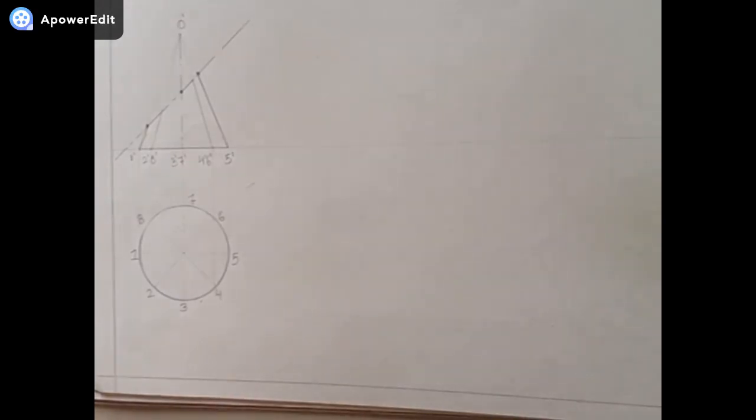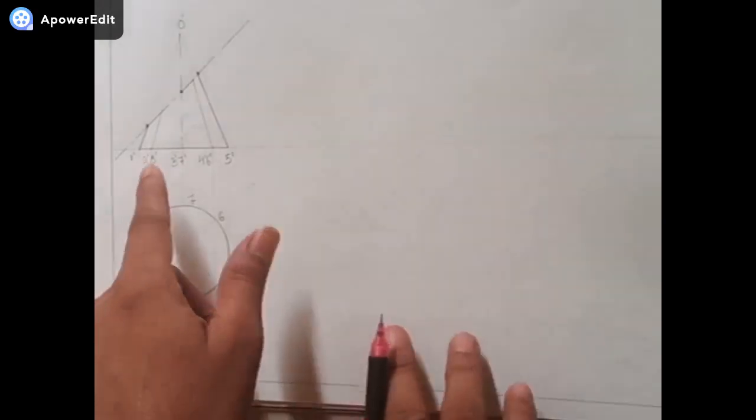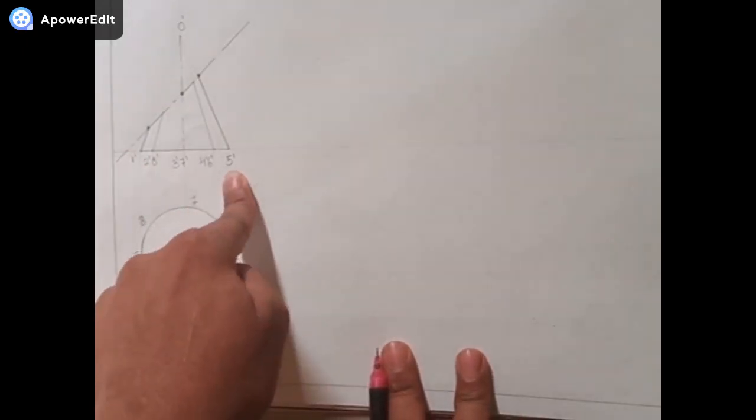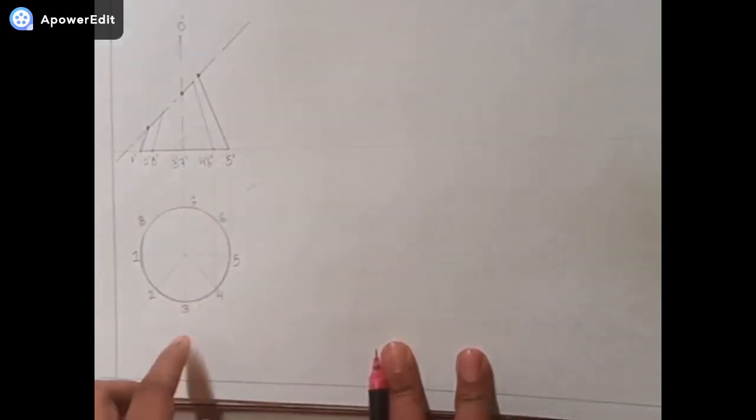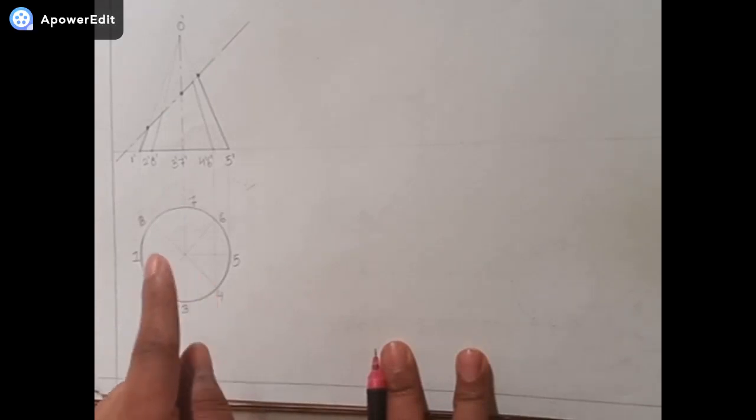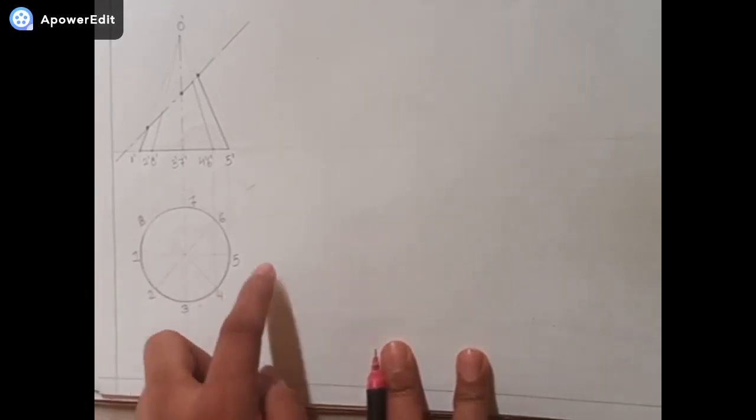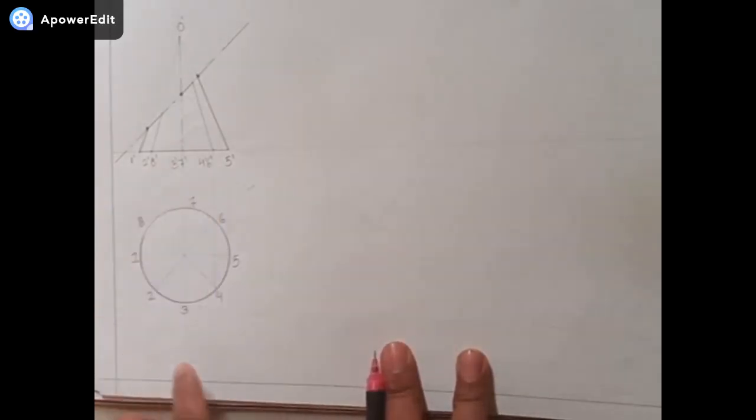You can see in the figure now, I have made the base portion as dark. 1 dash, 2 dash, 8 dash, 3 dash, 7 dash, 4 dash, 6 dash and 5 dash. I have made it dark and I have made the corresponding base circle, that is 1, 2, 3, 4, 5, 6, 7, 8 as also dark.